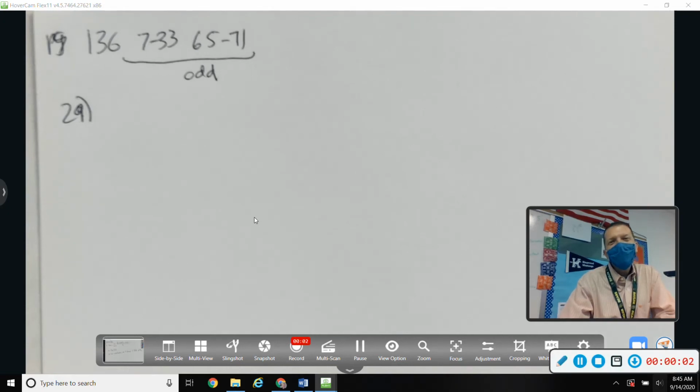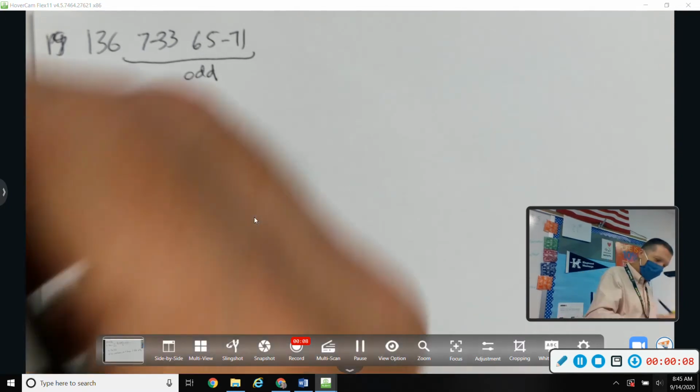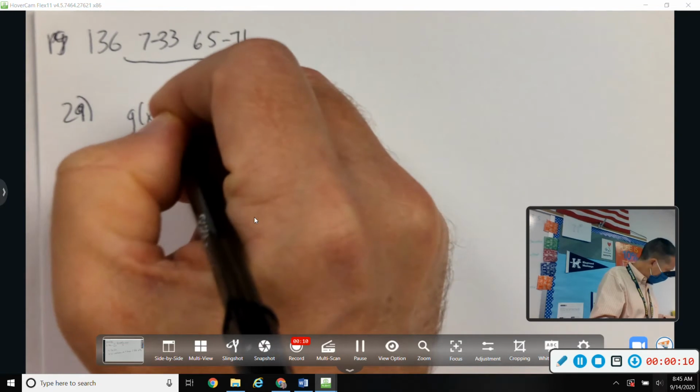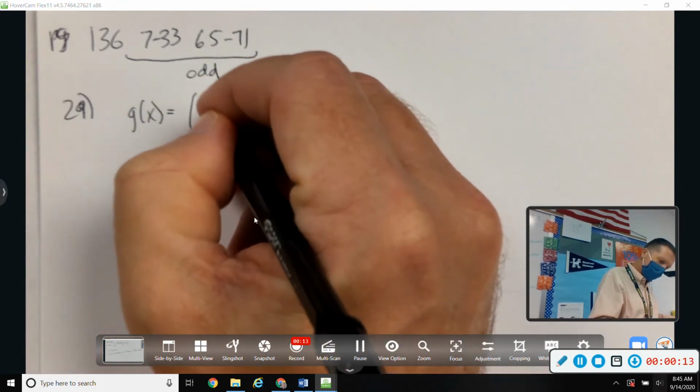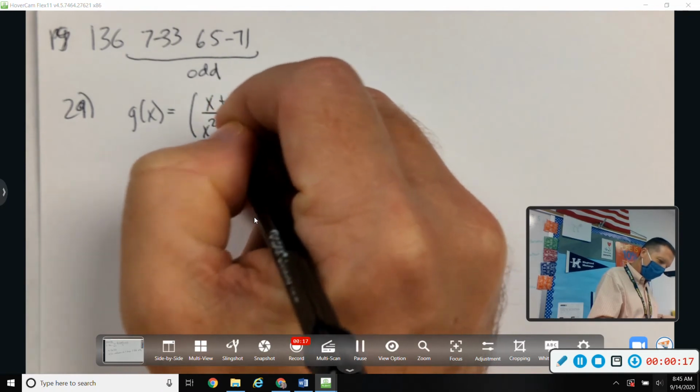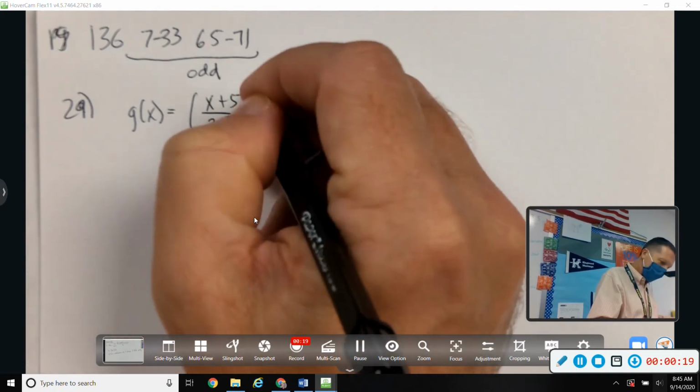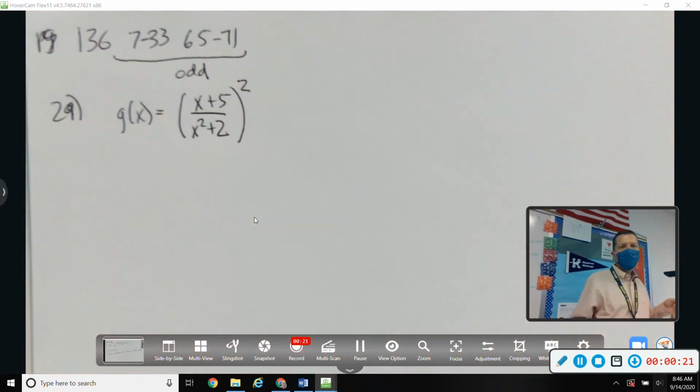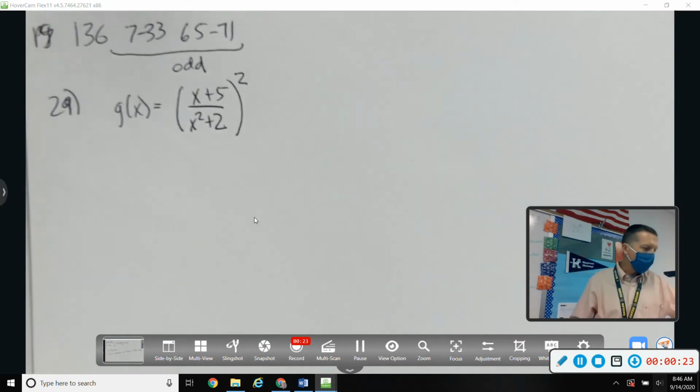So an anonymous source in first period would like to see number 29. So g of x equals (x plus 5 over x squared plus 2) squared. Oh, it's a good question, because that's a lot of yuck going on in that problem.